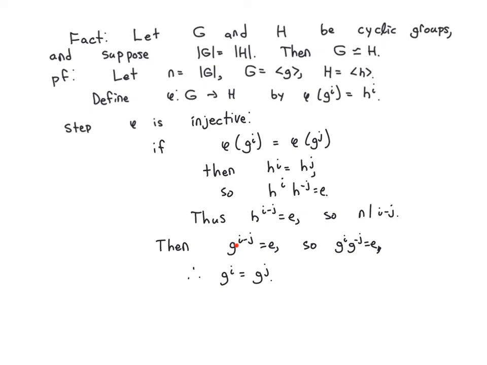Of course, g has order n as well, so the (i-j)th power of g also is the identity because i minus j is a multiple of n. So unwinding, we see g^i is equal to g^j. So it's the same steps as the proof of well-definedness in reverse order.